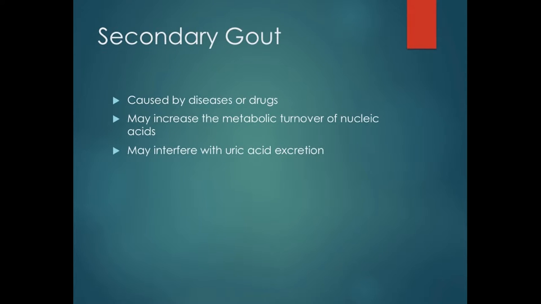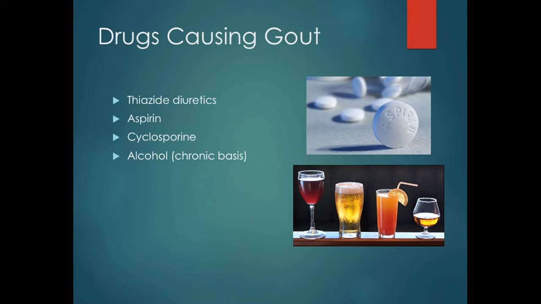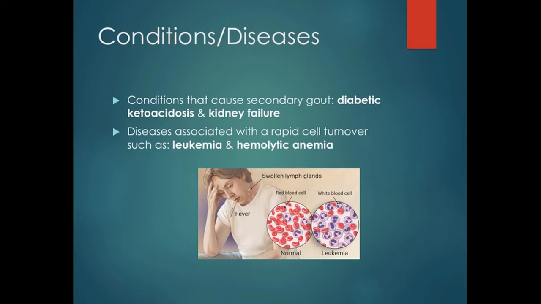Secondary gout is caused by diseases or drugs, which may increase the metabolic turnover of nucleic acids and interfere with the uric acid excretion. Drugs causing gout include thiazide diuretics, aspirin, cyclosporin, and alcohol. Conditions and diseases that cause secondary gout are diabetic ketoacidosis and kidney failure, and diseases such as leukemia and hemolytic anemia cause cell turnover rates to increase.